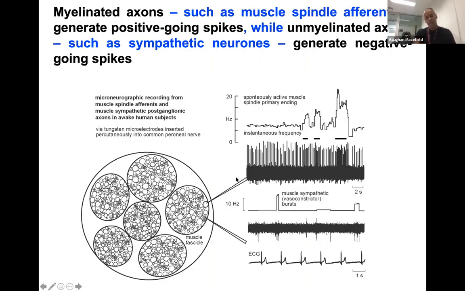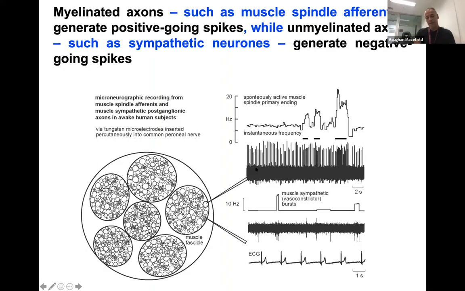So here we have a microelectrode that's impaled a myelinated axon, recording from a muscle spindle ending. These are often spontaneously active. And down here we have a recording from a single muscle vasoconstrictor neuron. I'll come back to these later. But first I'll talk about the myelinated axons.